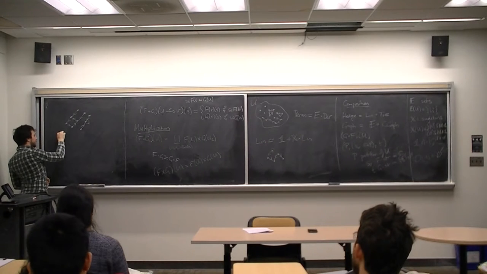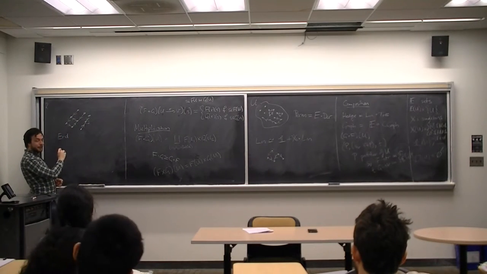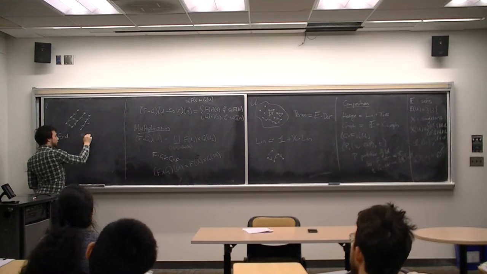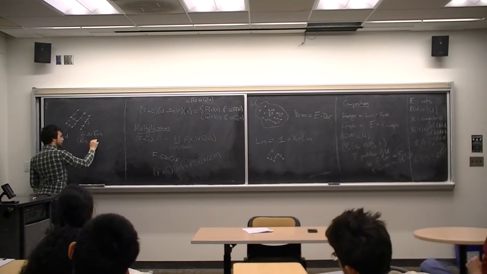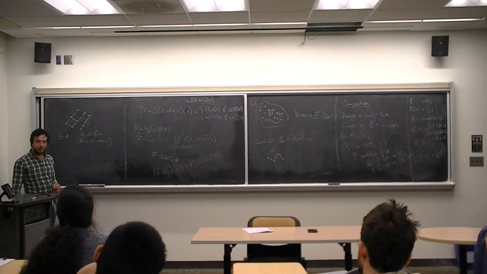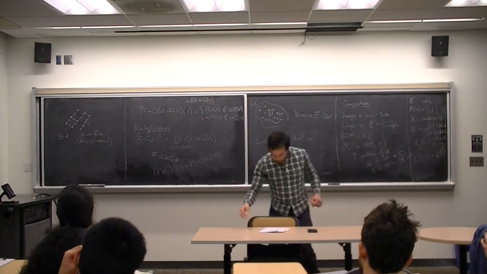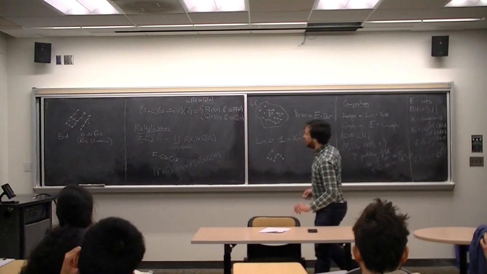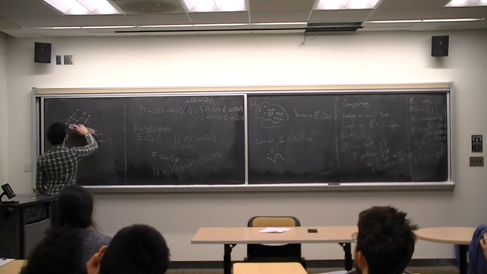Okay, so what am I doing? I'm going to say End is the species of endofunctions, that is, functions from U to itself. I'm going to describe the species of endofunctions as the composite of two other species. Well, how am I going to do that? This is a terrible picture I've drawn, so I'm going to draw a different picture.